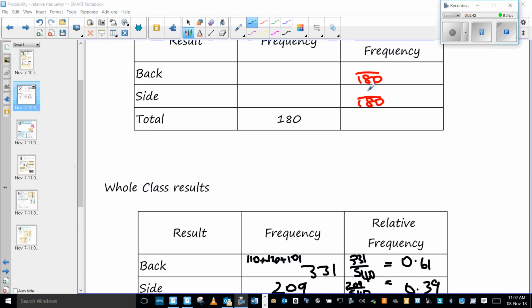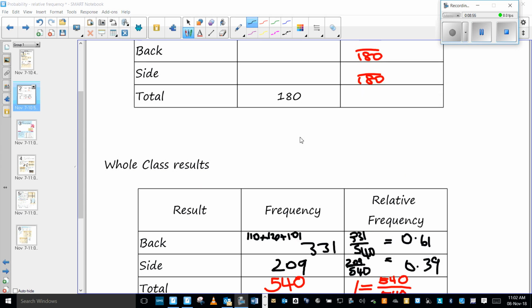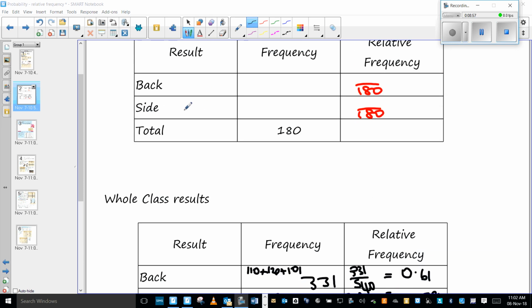Were your small group results similar to this, or were they completely different? So what did you find for your small group results? Was it more likely the back or more likely the side? The back was still more likely, was it? Oh, that's interesting. How about your individual results? Did they all tell you that the back was more? Yeah. Oh, well, there you go.